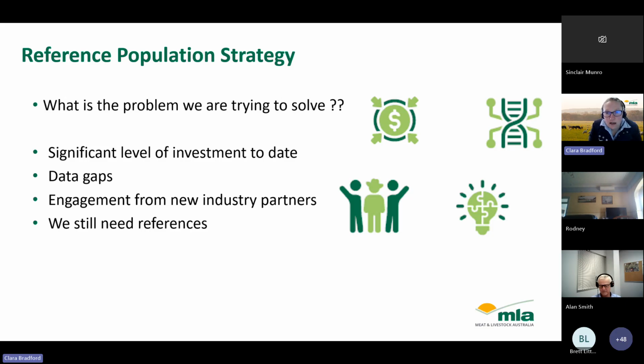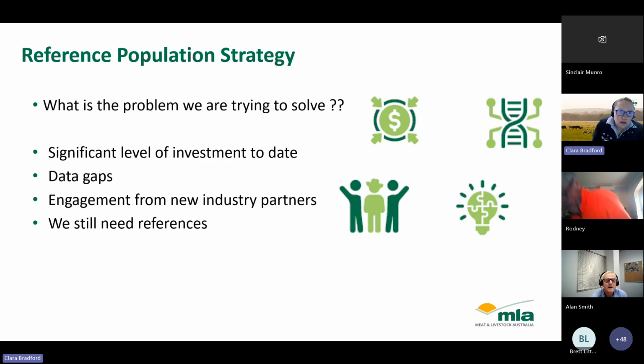We still have data gaps, so there is market failure where some traits still have low levels of recording, particularly hard to measure traits. We also have had really good engagement from producers and research organisations, but there are also a number of partners that we haven't engaged with, and we think this is a bit of a lost opportunity, and that there is incredible potential for co-investment and collaboration in reference populations moving forward.